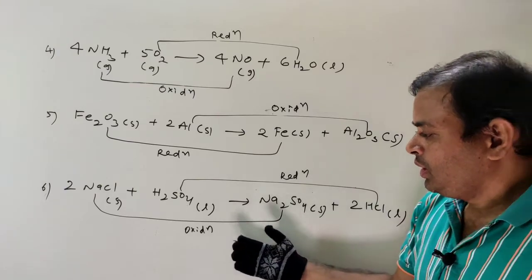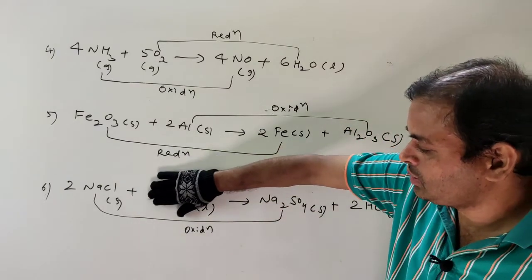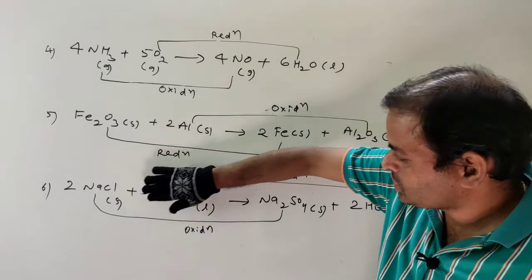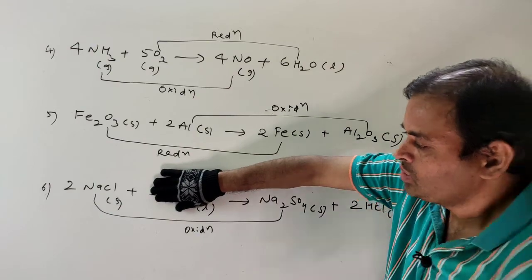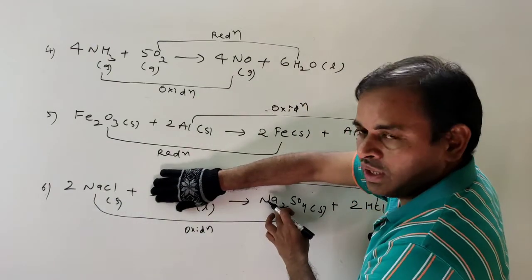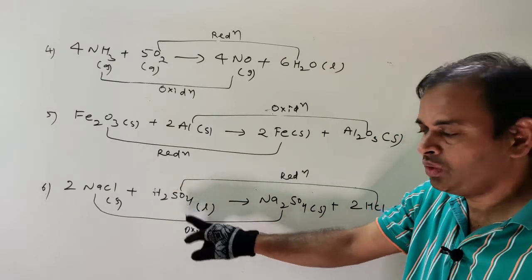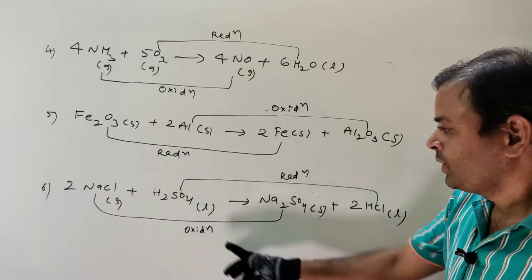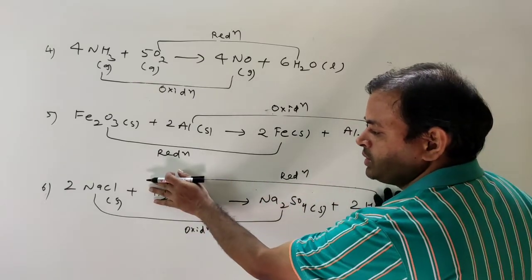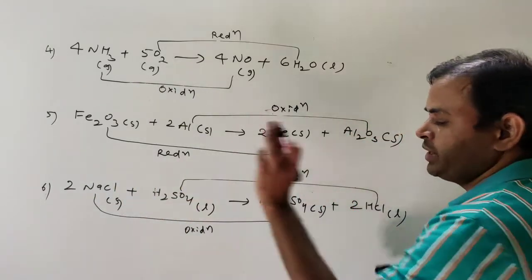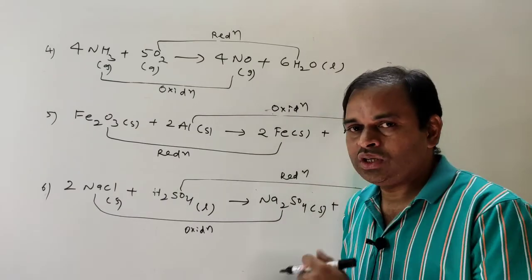Now here, which is the oxidant and which is the reductant? Consider this oxidation reaction, and the leftover is H2SO4 from the reactant side. As it is involved in the oxidation reaction, the leftover on the reactant side is H2SO4. That's why it is the oxidant. And for the reduction reaction, the leftover is NaCl, that is the reductant. Like this you can remember oxidant and reductant.